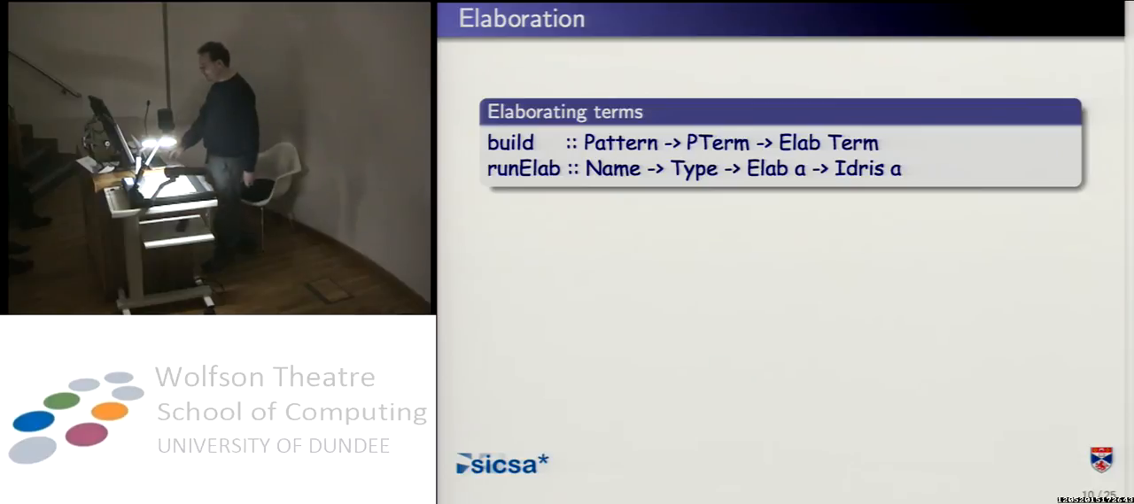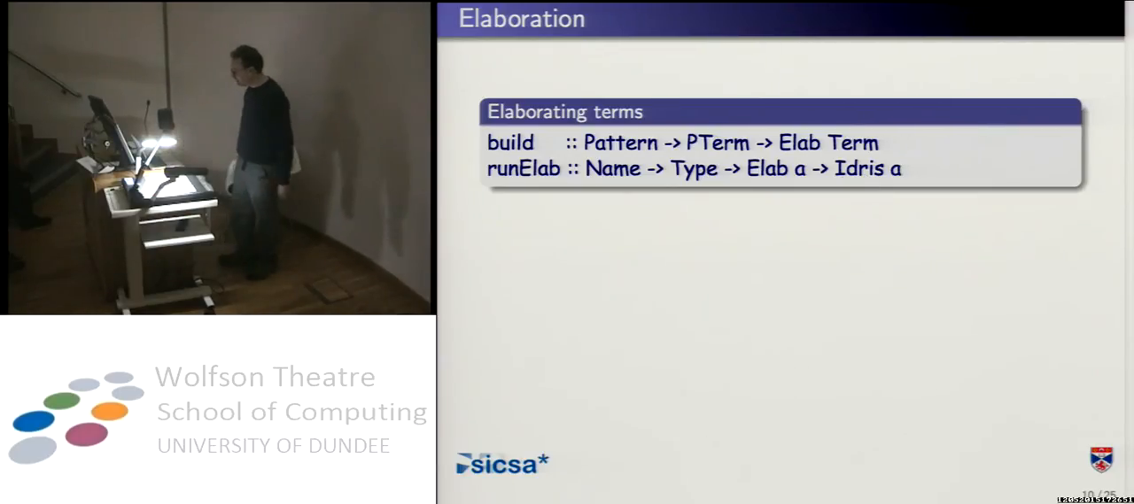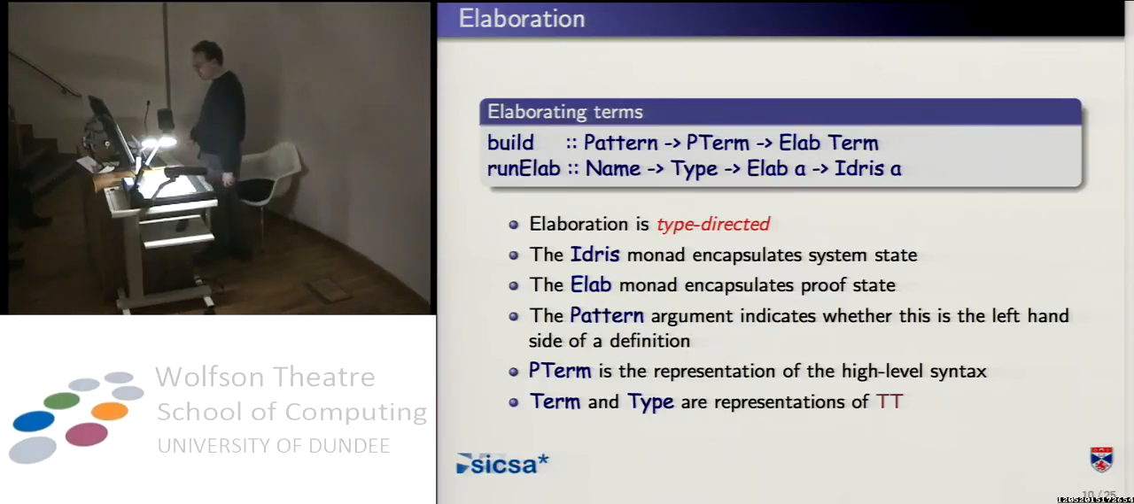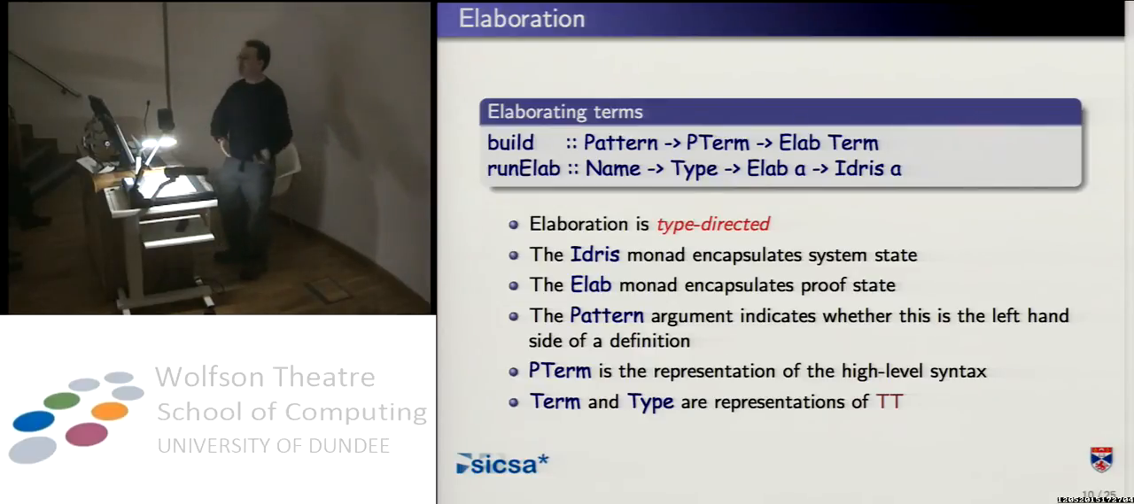So to elaborate terms, we've got this elab monad, and we've got a sort of system monad, so Idris. The Idris monad is the catch-all, catch-everything monad. And you'll see a few things just from these two types. Well, firstly, I should say, this is the idealized version. The real world is not quite so simple as the idealized version that I'm presenting, but you'll get a general idea of a bird's eye view of what's going on.